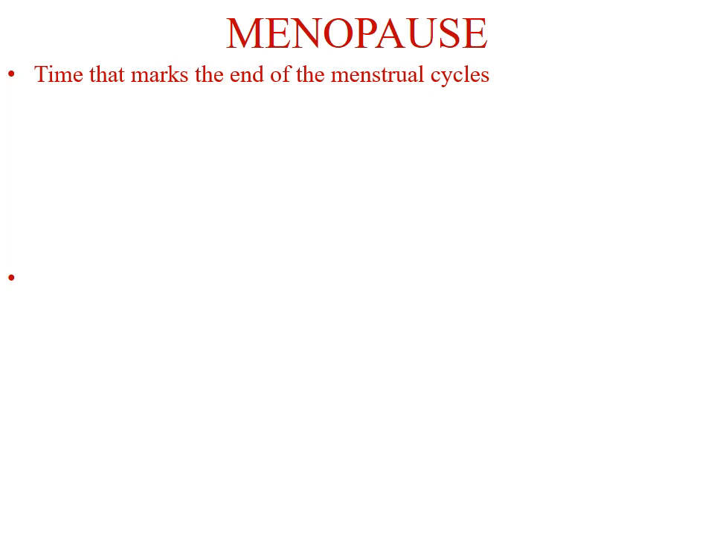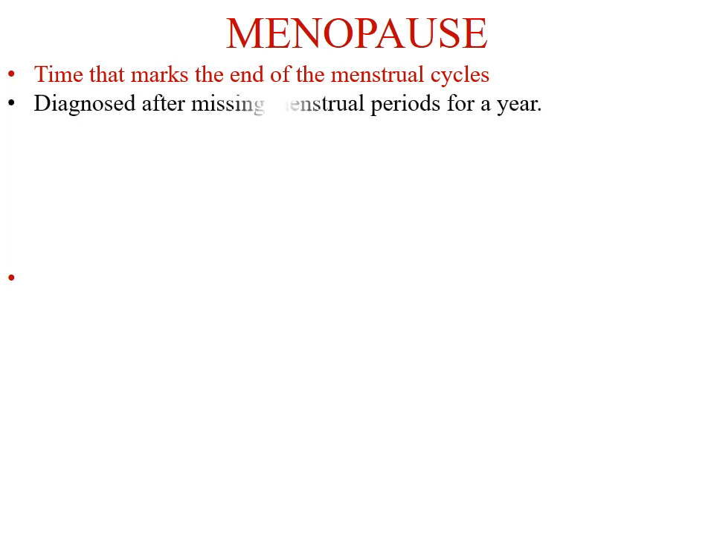Menopause, the time that marks the end of menstrual cycles. It is diagnosed after missing the menstrual period for a year. If the individual is reaching almost 50 years of age, and she misses her menstrual period for almost a year, then it is a kind of diagnosis that she has achieved menopause. It can happen between 40 to 50, that range. So there will be individual variations, but the majority of people will be reaching towards 50.